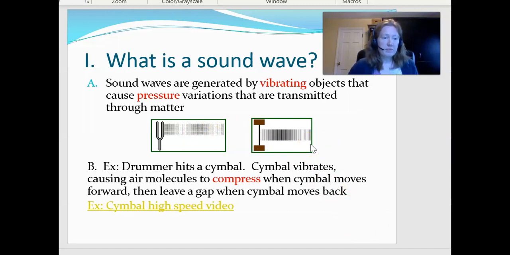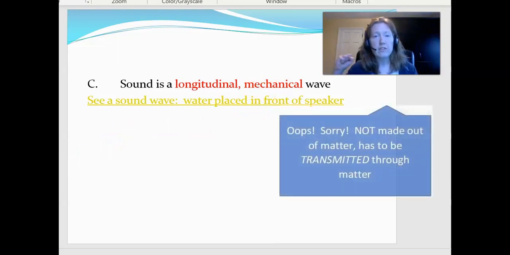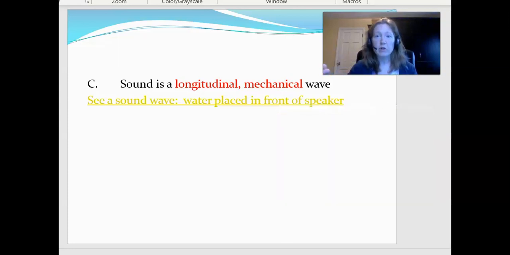So that sound wave is technically a longitudinal mechanical wave, okay? It's not a transverse wave. It's just a pressure wave. We call it mechanical because it is stuff. It's made out of matter. You have to have matter present for that wave to travel. And then it's traveling out through space as a longitudinal wave.